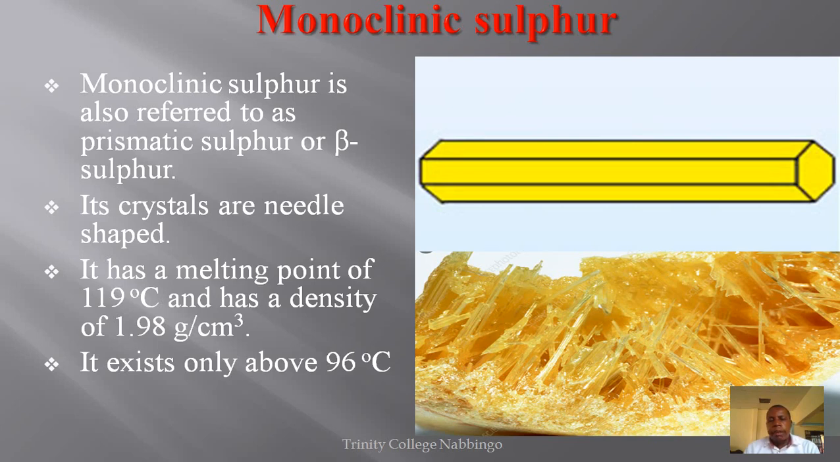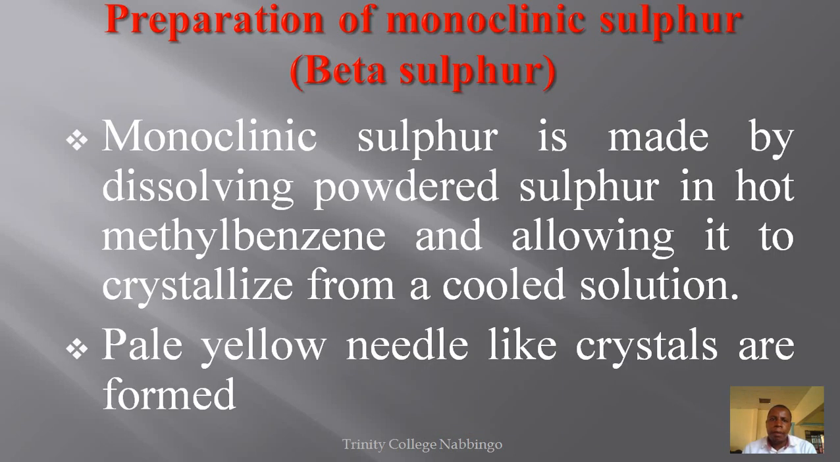Then it exists at a temperature above 96 degrees Celsius. For rhombic sulfur, the temperature was below. So that means there is some kind of transformation if the temperature is either below or above. How do we prepare it?